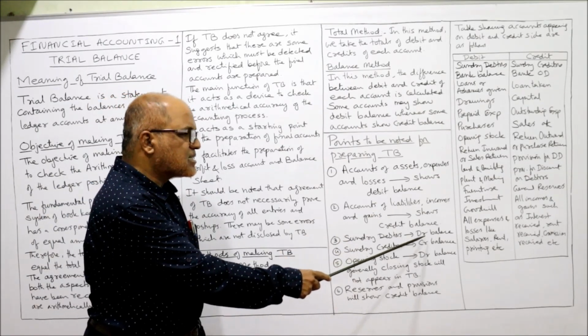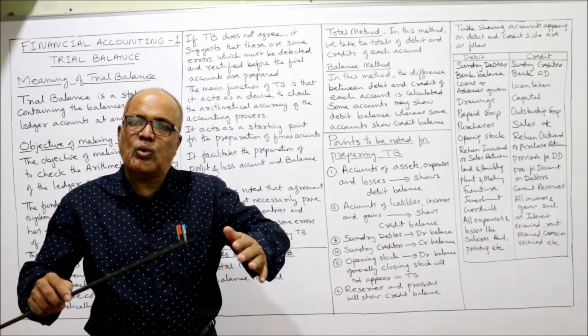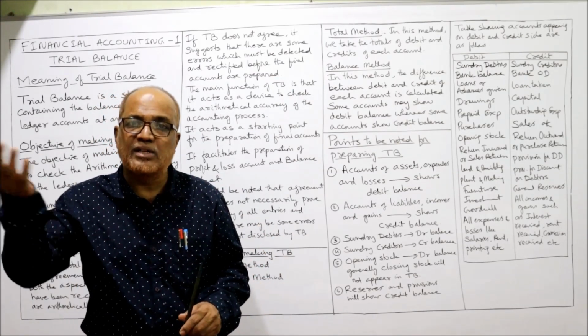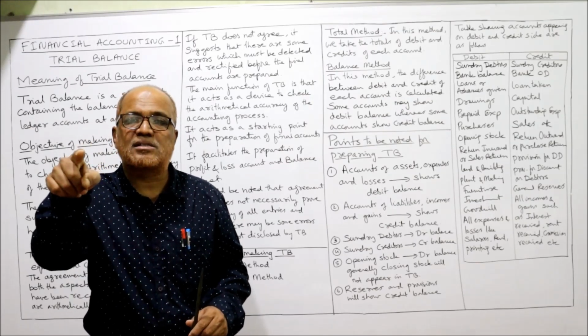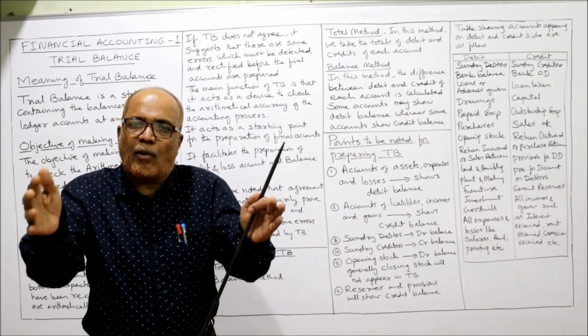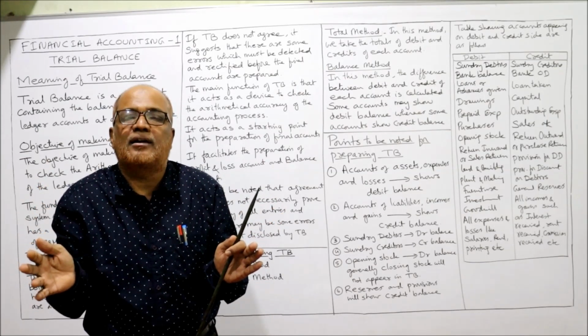Now, sundry debtors, debit balance. Sundry debtors means the total of all debtors. Debtors means the parties from whom we have to receive the money. The customers from whom we have to get the money are called debtors. When we add up all the debtors, it is called sundry debtors.